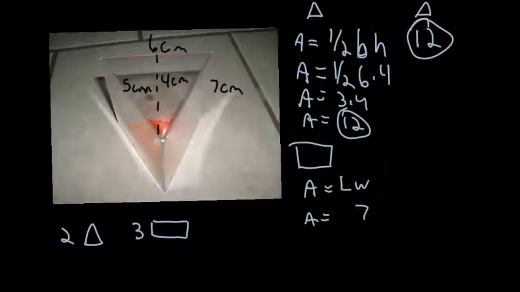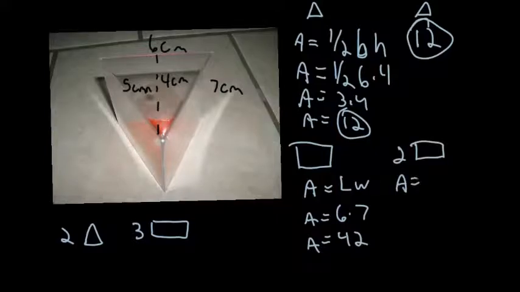Well, the base there is 6, so the first area of my rectangle would be 6 times 7. So my area equals 6 times 7 is 42. And then my 2 other rectangles both have a length of 5. So area equals length times width, so area would equal 5 times 7. So my area would equal 35. Well, I have 2 of those, so my second one would also equal 35.